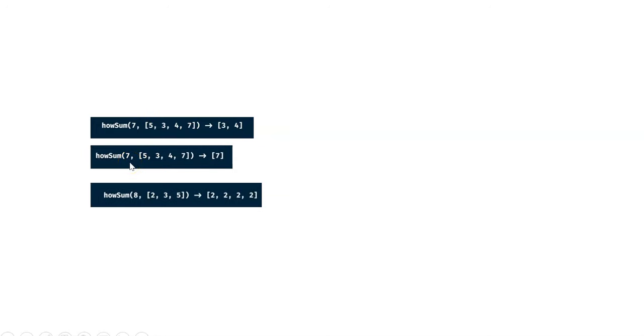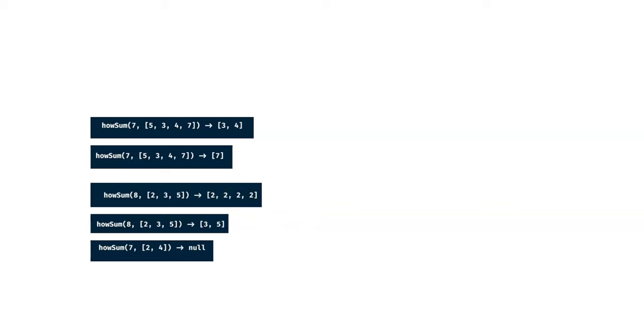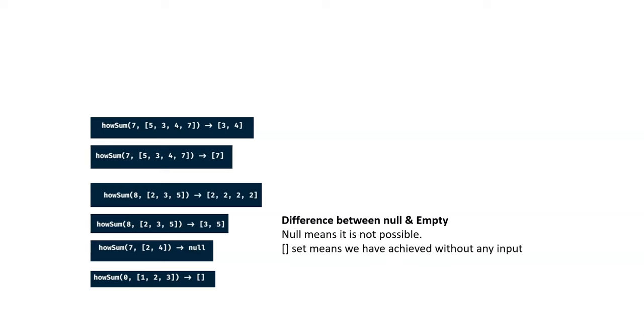If the target is 7, you return 3 and 4, or you return 7, either of it is fine, right? You can return 3 and 4 as the answer for 7, or you return 7 as the answer for 7, it is fine. If you give 8 and 2, 3, 5, then 2, 2, 2, 2 is an answer, or 5 and 3 is an answer, that is again fine. If you return 7 and 2, 4, it is null, right? Understand that if the target is 0, the answer is an empty set, and empty set and null are different, right? Null means there is no possible solution. Empty set means that even without anything in the set, the answer is achieved.